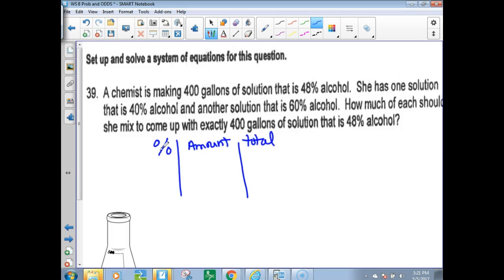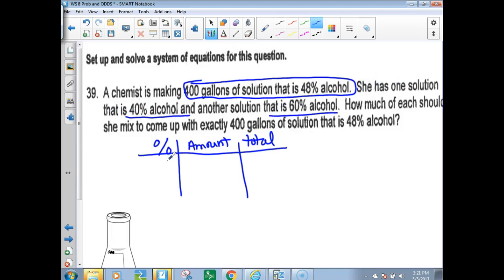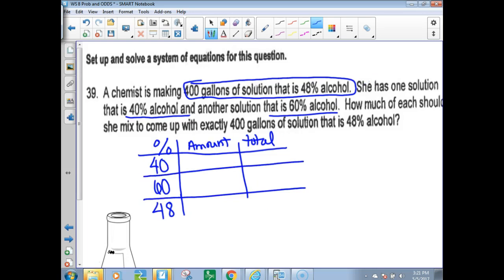All right, let's see what we got. A chemist is making 400 gallons of a solution that's 48% alcohol. Okay, this is what they want to make. That's the end result. What is she going to put together? She has one solution that's 40% alcohol and another that's 60. We're going to take those two and mix them. She wants to end up with the 48% solution. She wants exactly 400 gallons of the solution in the end. So that's going to be the amount column.